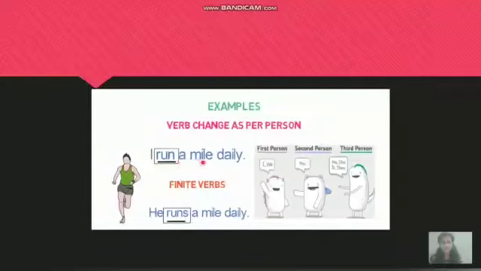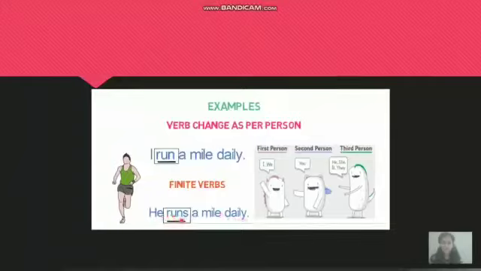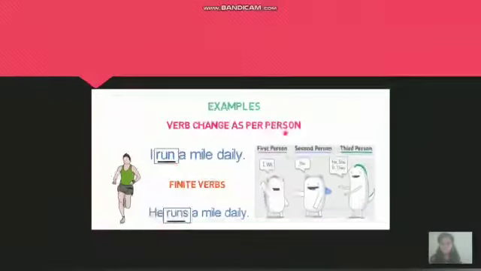I run a mile daily. Now the subject I is accompanied with the word run. Now look at this example. He runs a mile every day. Here I am adding an s along with the base form verb. So the verb changes as per the person. Here he is in the third person, so I am adding an s to the base form verb. The verb changes as per the person.